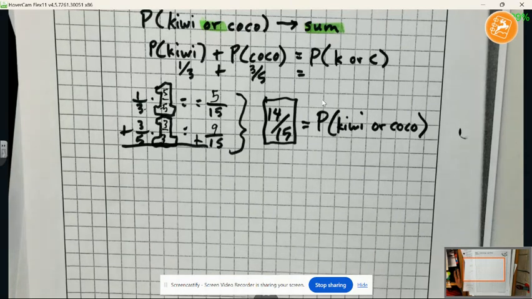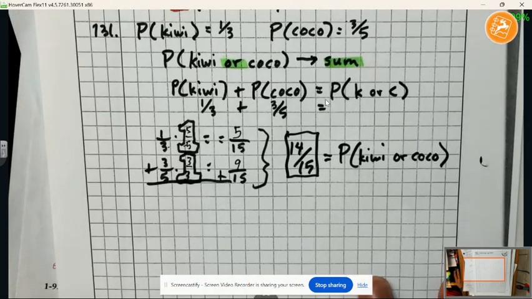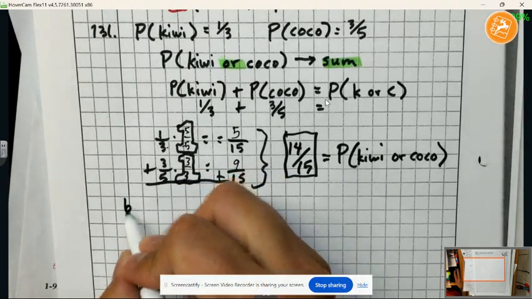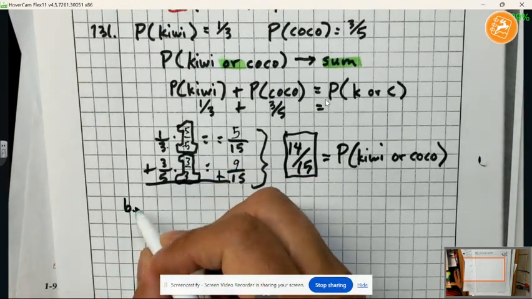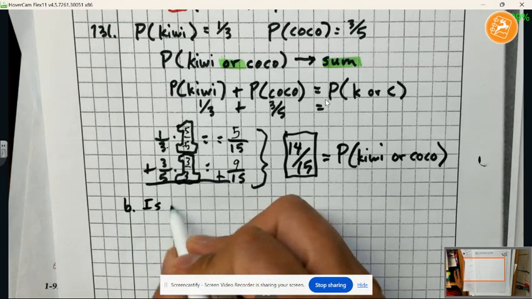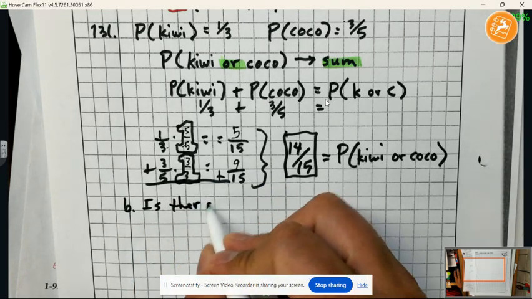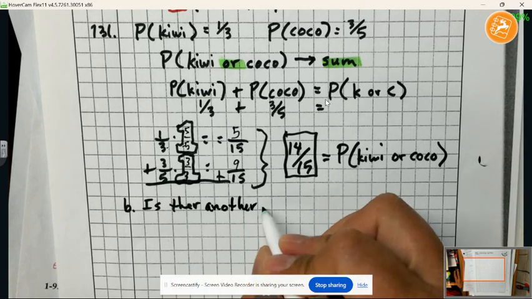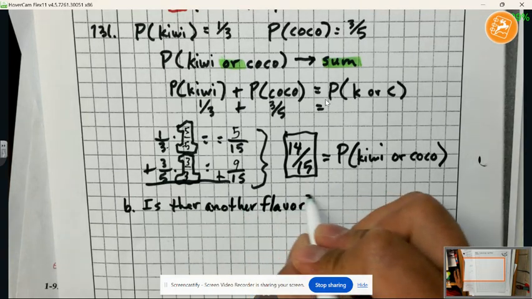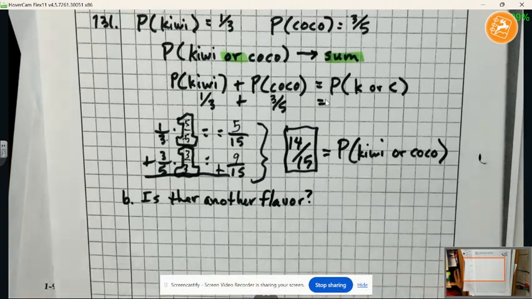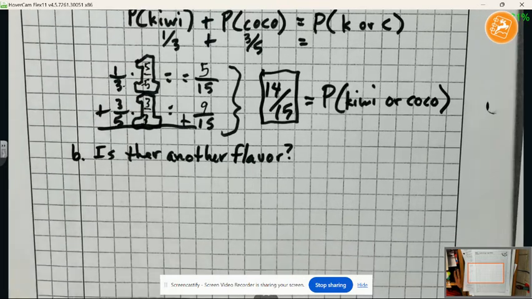Okay, and the next question is asking, do we know that there's another flavor? Is there another flavor in here? Okay, and if so, how do we know? So think about that for a while, and what do you think?